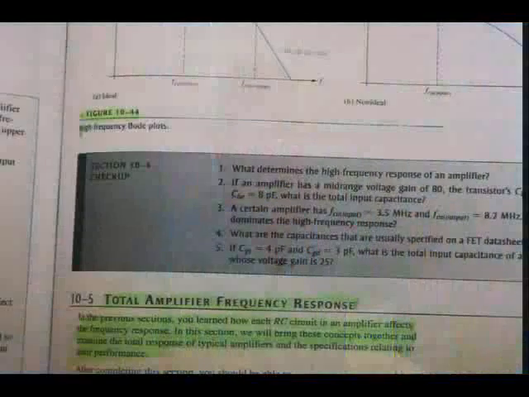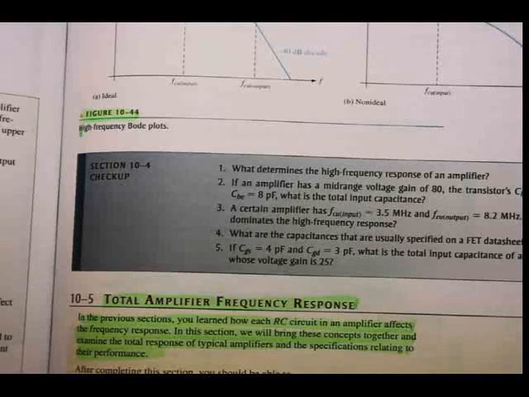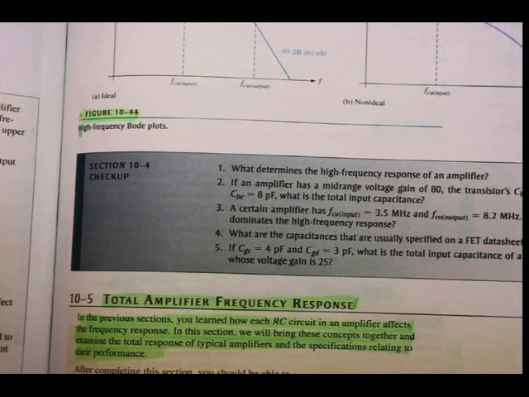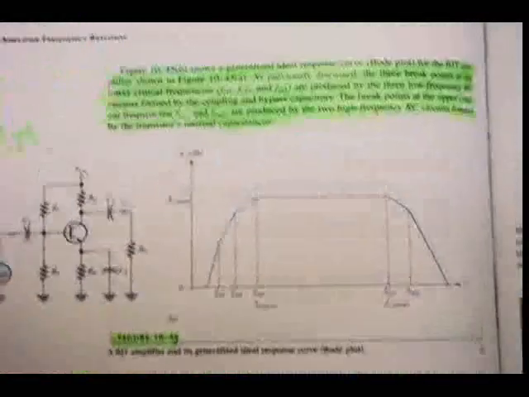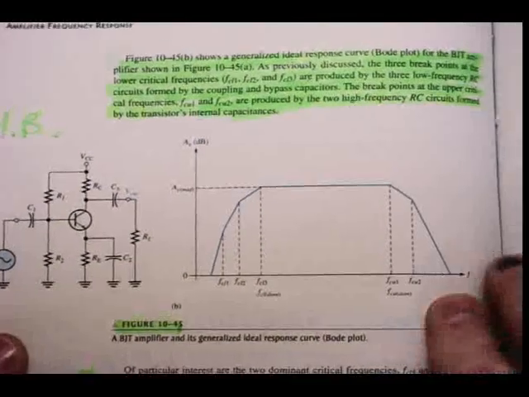Alright, to get back to the textbook, now we're going to look at the total picture. The total picture at the bottom of page 527. Total amplifier frequency response. In previous sections, you've learned how each RC circuit in the amplifier affects the frequency response. In this section, we will bring these concepts together and examine the total response of typical amplifiers and the specifications relating to their performance. Very important, this page, what I've underlined there.